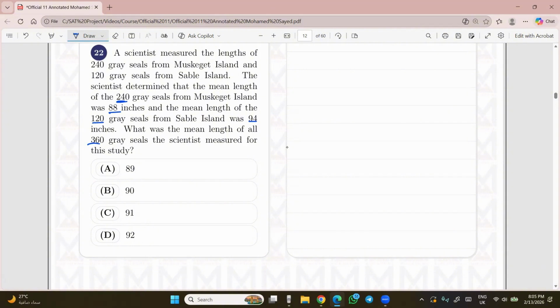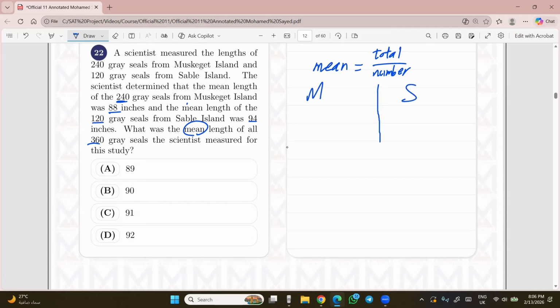We have to remember the formula of the mean, because the mean here is the keyword. Mean is equal to the total over the number. For example, if you have 3, 5, and 7, you need to get the mean. You have to add 3 plus 5 plus 7 and divide by 3. But here, the mean is given in 2 values, in 2 cases. Let's study first the Muscogee Island, and then we study the Sable Island.